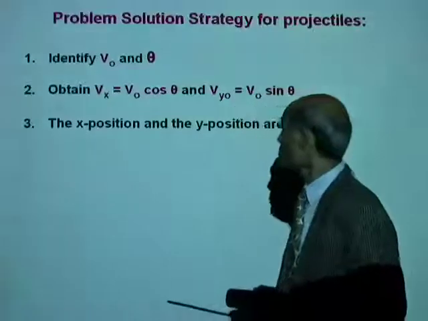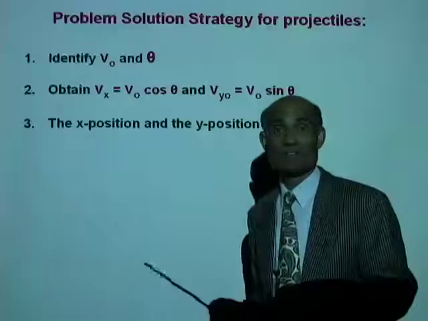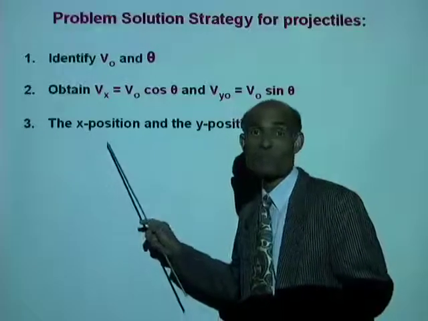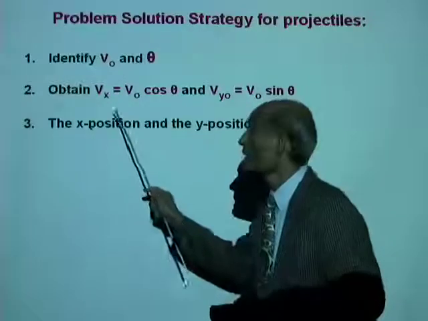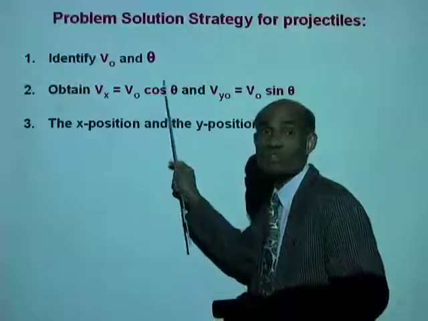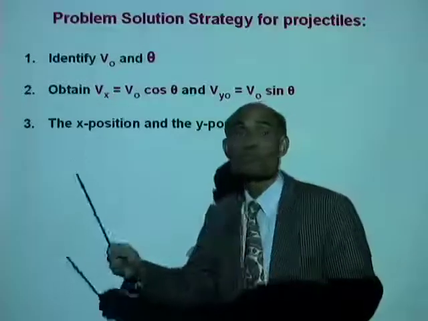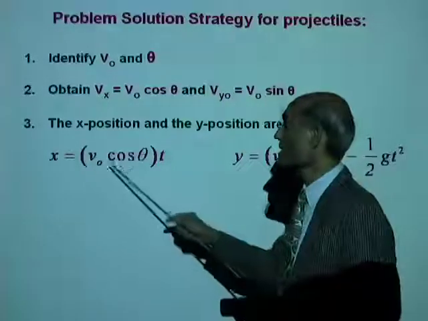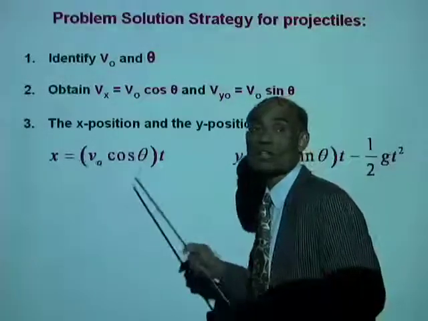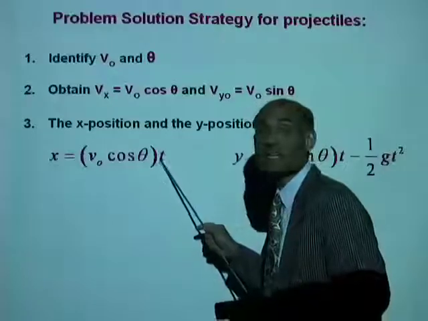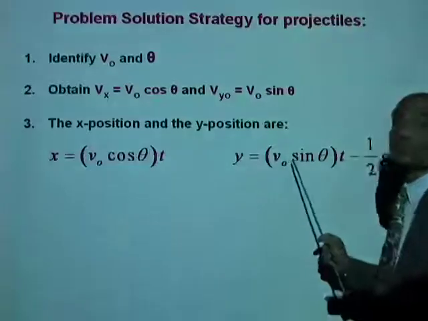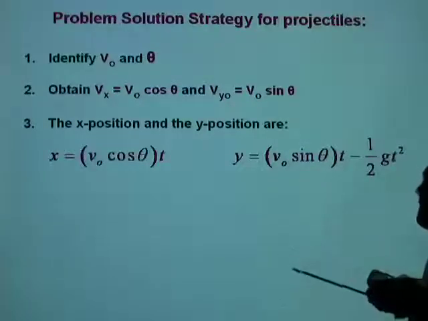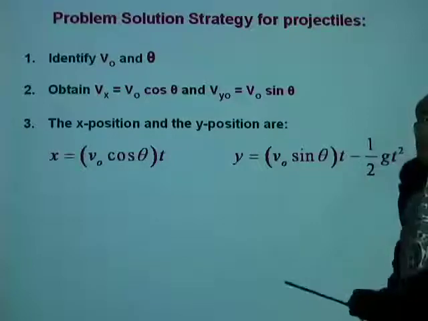Third, the x position and the y position. Alright, do you know what the x position is equal to? What is the equation for the x position? Since the x velocity remains a constant, the x position will be the x velocity multiplied by the time of flight. So the x position is v0 cos theta t. The y position is v0 sin theta t minus 1/2 gt squared.